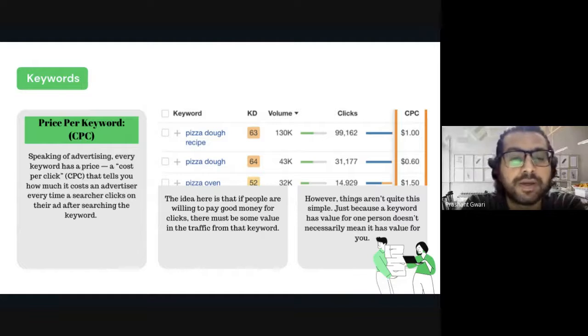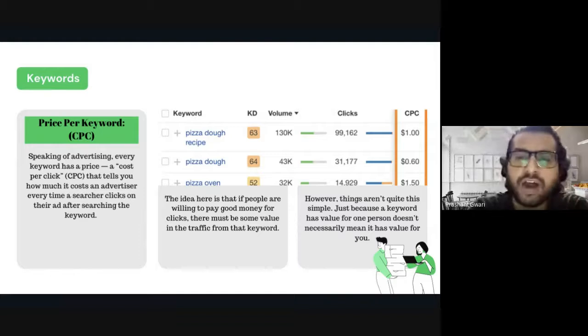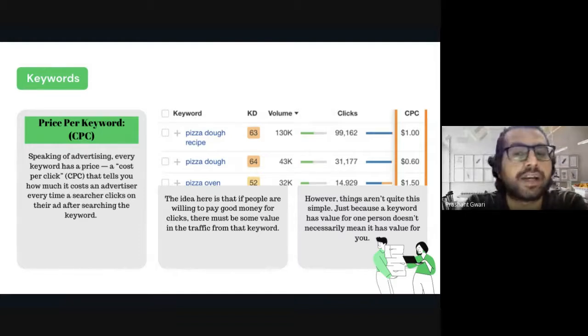So if I have a food business, and I find out that pizza dough recipe has a CPC of 80 rupees per click, I will use pizza dough recipe in my blogs because I know traffic is coming for this recipe. However, things aren't quite this simple, because a keyword that has value for one person doesn't necessarily have value for you.